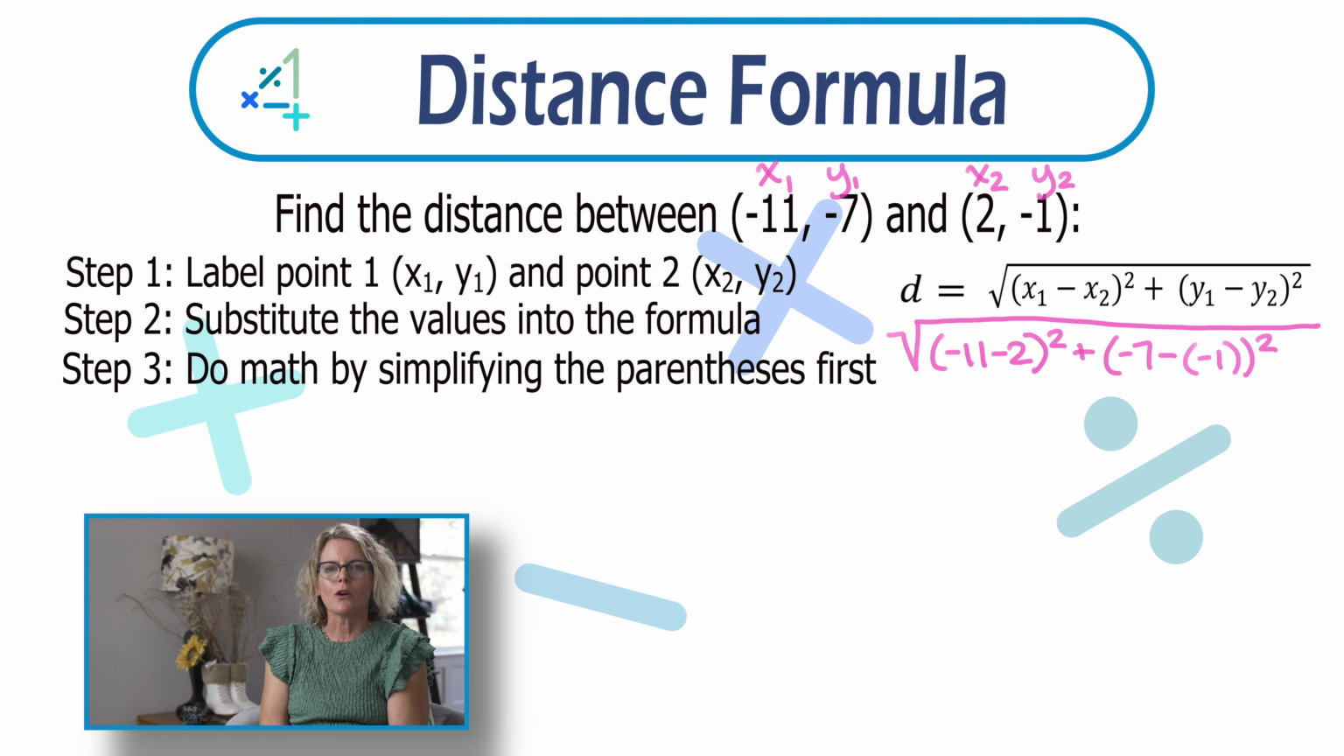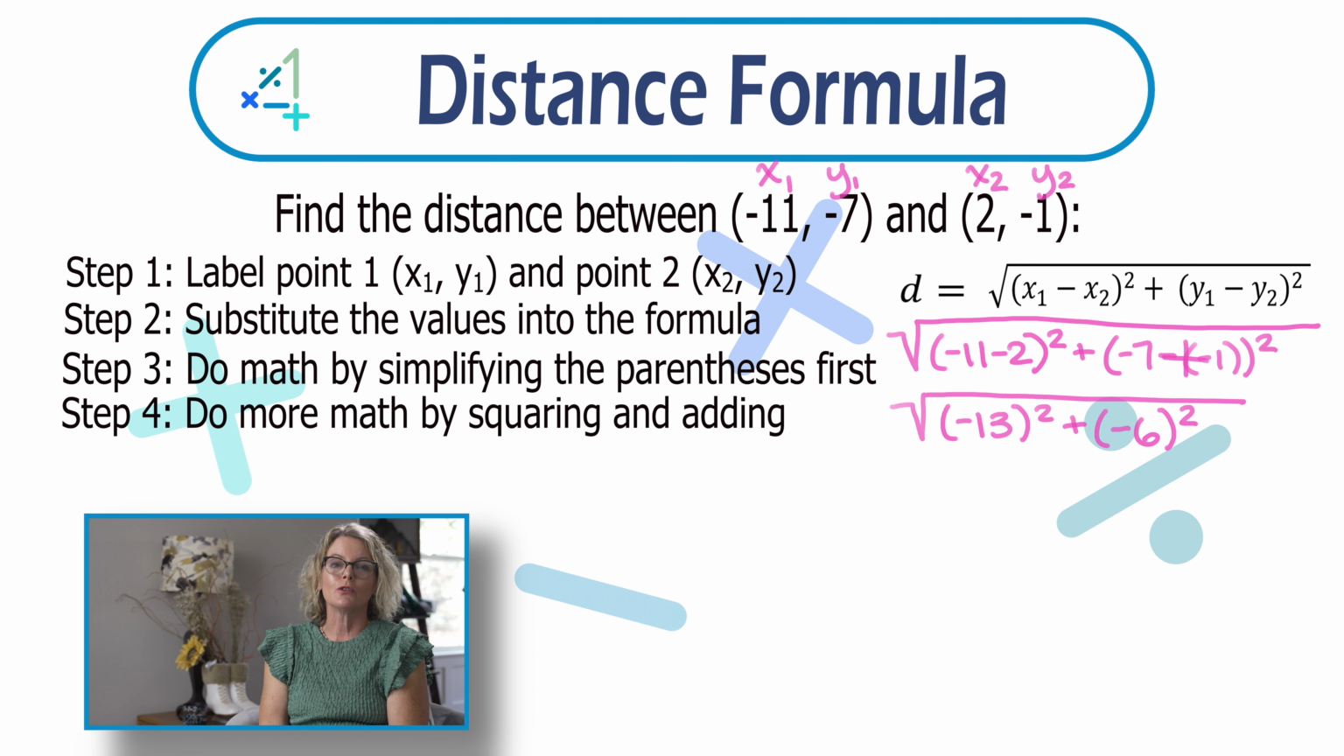Next, step 3. We do some math by simplifying parentheses first. -11 minus 2 equals negative 13. And negative 7 minus negative 1 equals negative 7 plus 1, which is negative 6. Keep these in parentheses, please, because the negative sign is squared too.